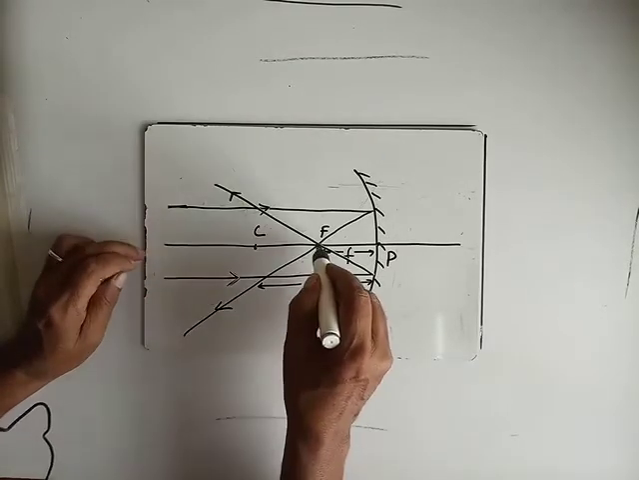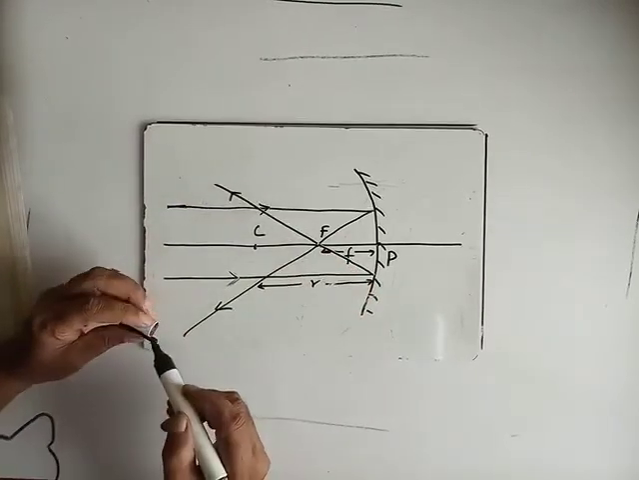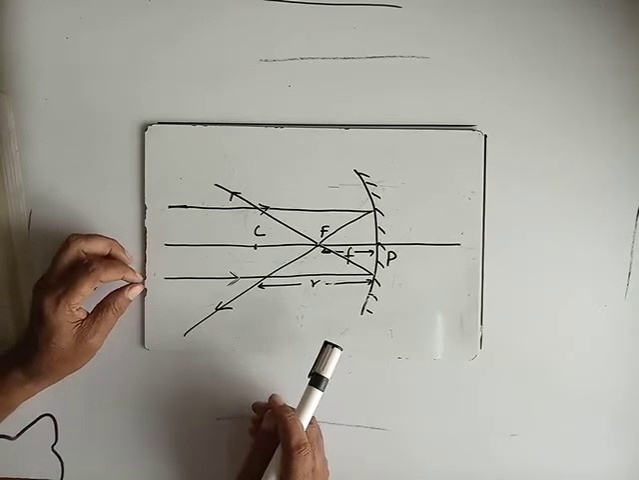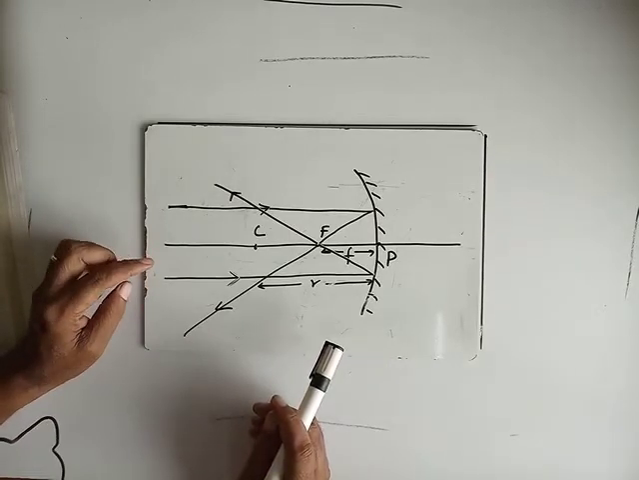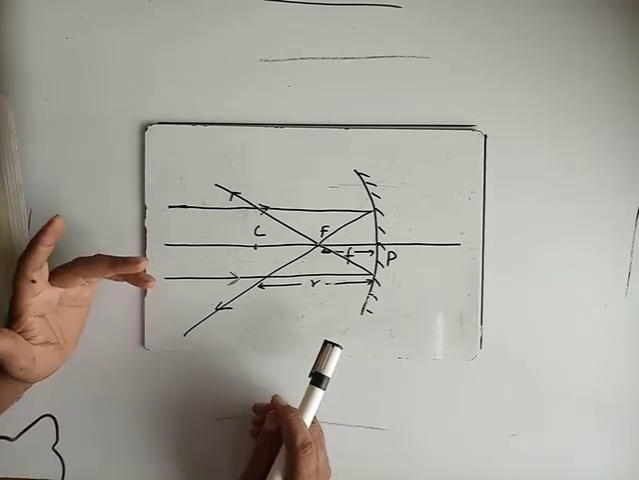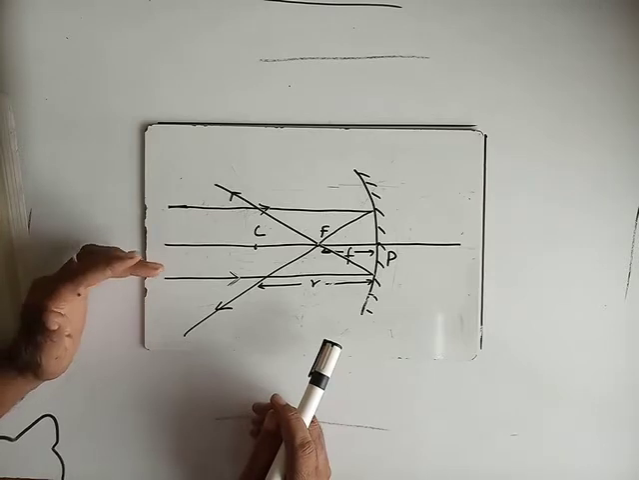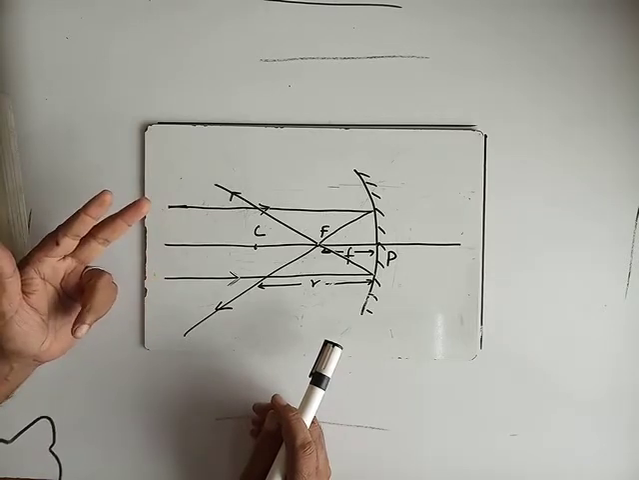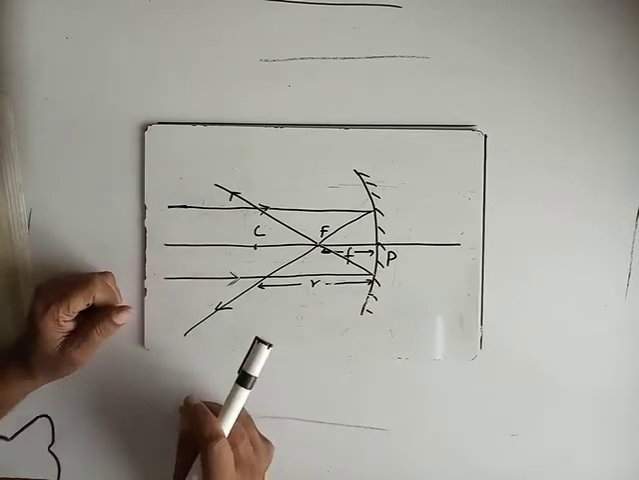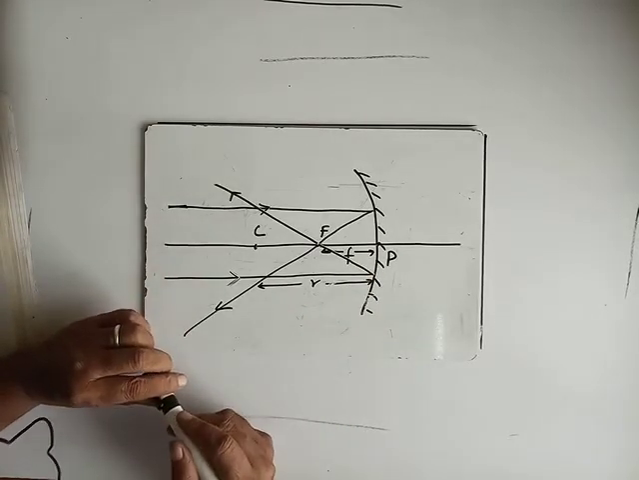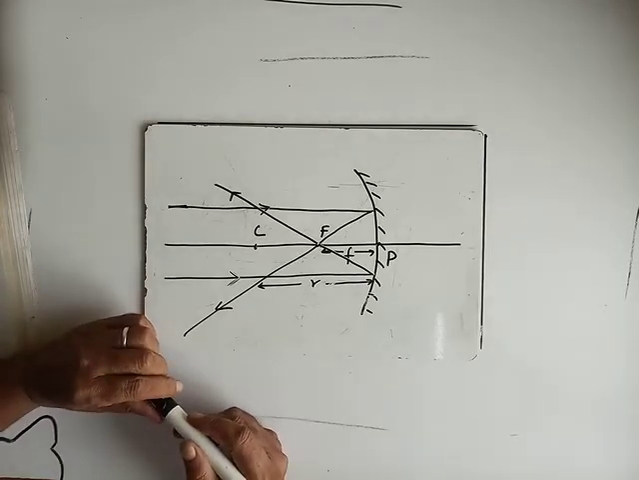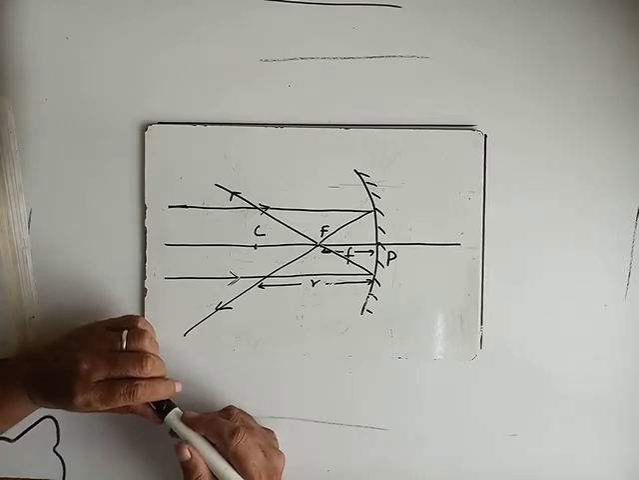The image formed here is very small as compared to the object, and it is a real one, because it is on the principal axis. If the image is above the principal axis, that is real; if it is below the principal axis, that is virtual. So this is on the principal axis, therefore the image will be real. A real image can be obtained on a screen, and real images are formed by actual intersection of reflected rays.